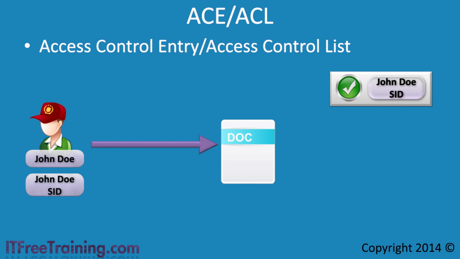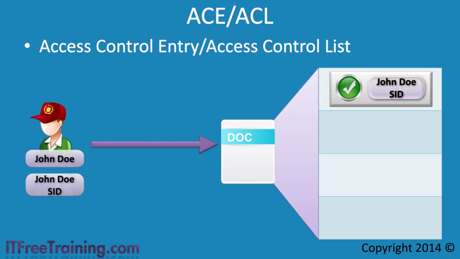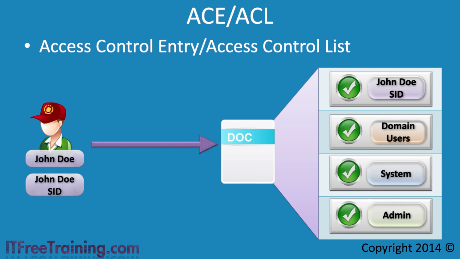So, what is an ACL? An ACL is a list of ACEs, or, to put it another way, a list of everyone who is allowed access to a file. In this case, the access list only contains one entry, but more entries could be added. For example, the domain users group, system users, and admin users could be added. You can see how the access control list controls who has access to the file. When an access request is received, the SID from that request is looked at to see if there is a match in the access list.